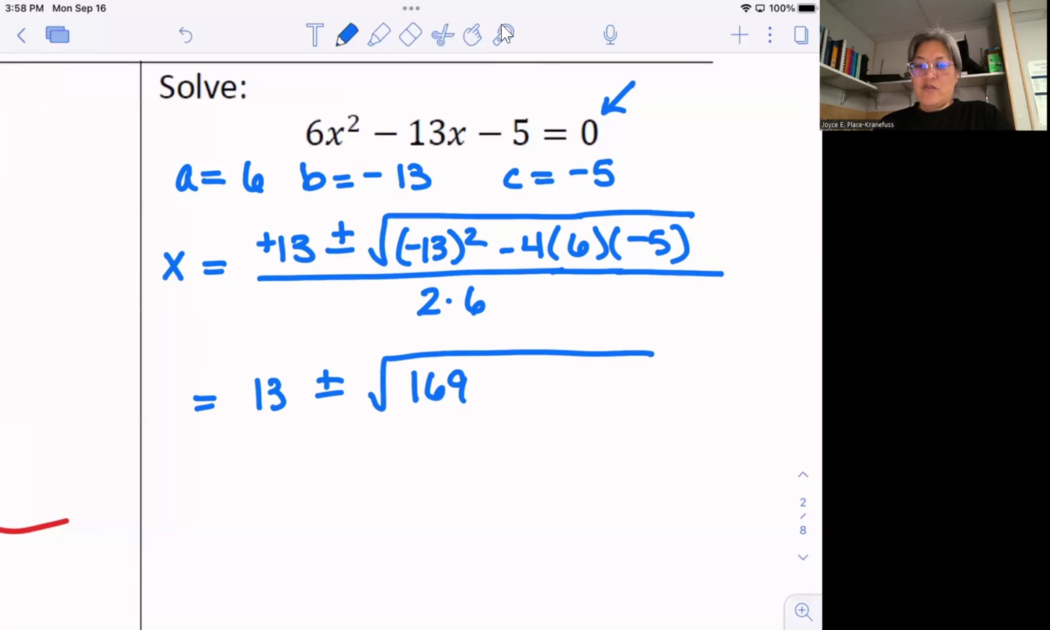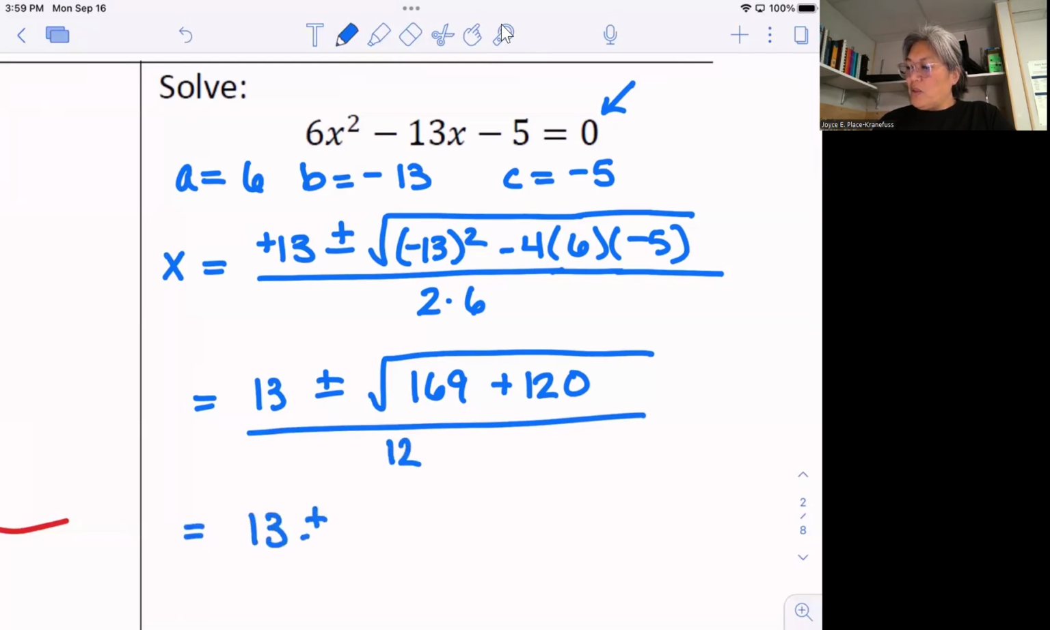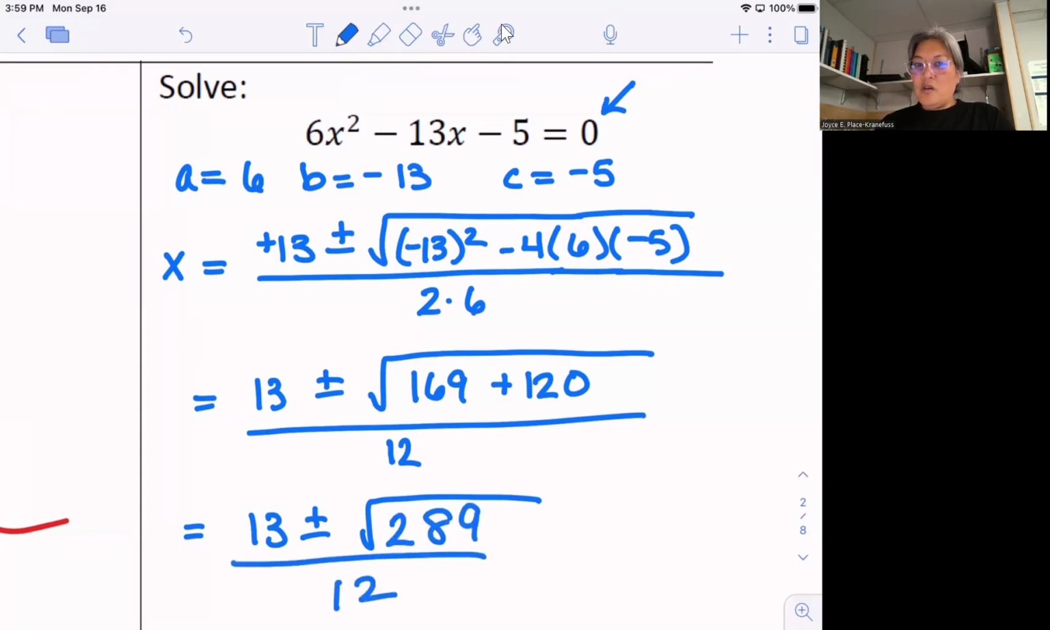4 times 6 times 5 is positive 120 because both the 4 and the negative 5 are negative. Negative times negative is positive, all over 12. We end up with 13 plus or minus the square root of 169 plus 120, which is 289, all over 12.